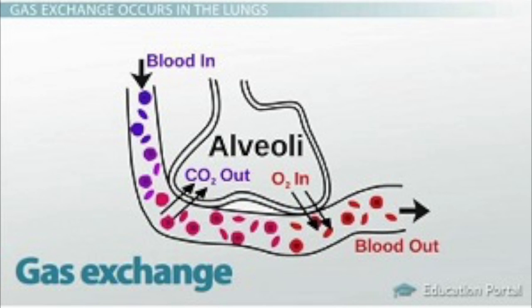The partial pressure of carbon dioxide, PCO2, in the capillaries is higher than in the alveoli, thus CO2 diffuses into the alveoli where it is exhaled.